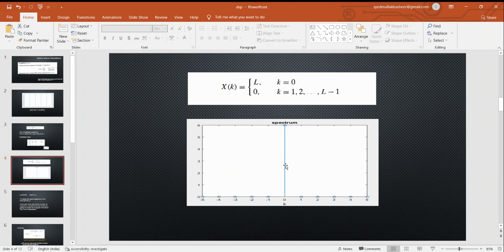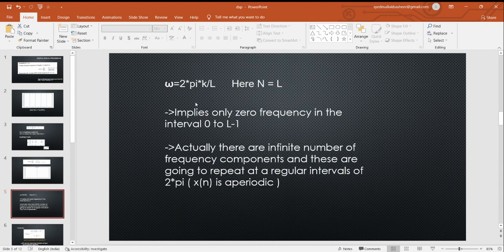We can see here there is a peak at k equal to 0 and it is 0 for every other value. We have a relation omega equal to 2 pi times k by L. Here k is equal to 0, which implies omega is also 0. This implies that there is only 0 frequency component in the interval 0 to L minus 1. Here x of n is aperiodic.